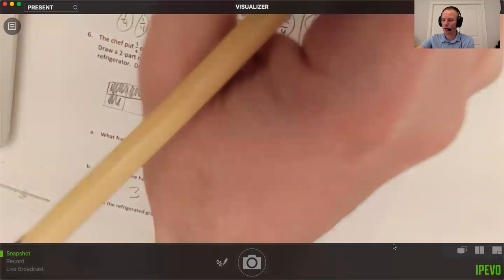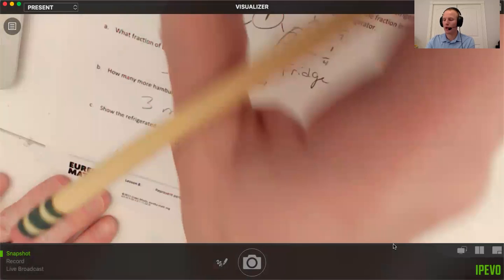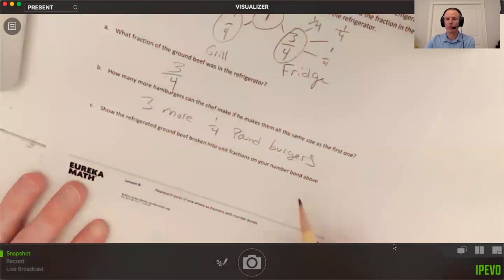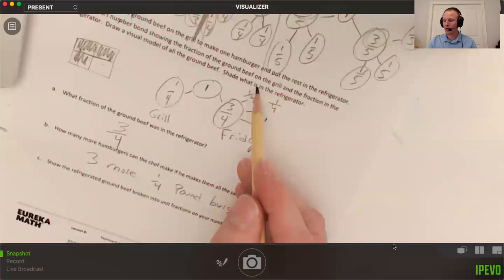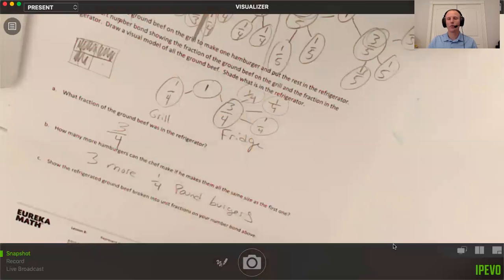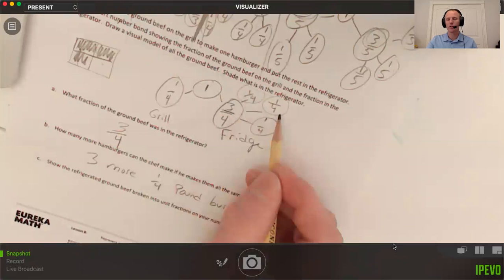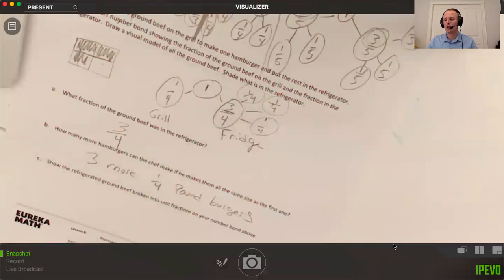And the last part says, show the refrigerator ground beef broken into unit fractions on your number bond above. Guess what? I'm way ahead. I already did that part. I already included the 1/4 there. And again, that numerator being 3 told me that I was going to need 3 unit fractions branching off of that section of the number bond.